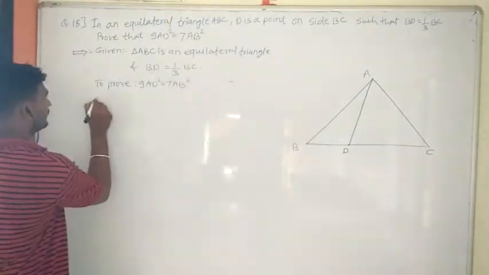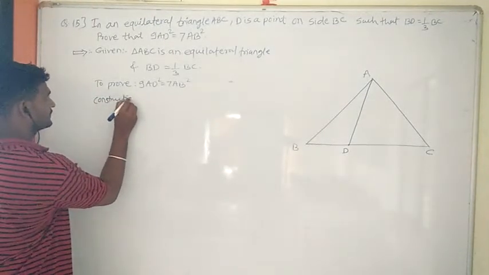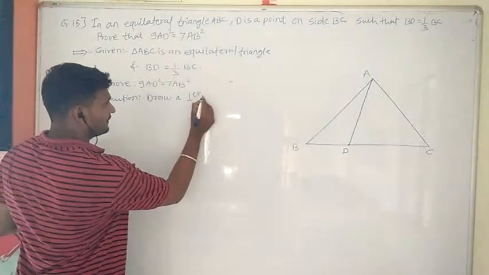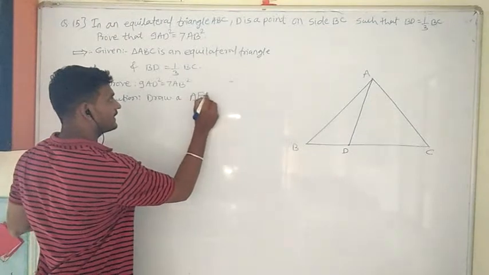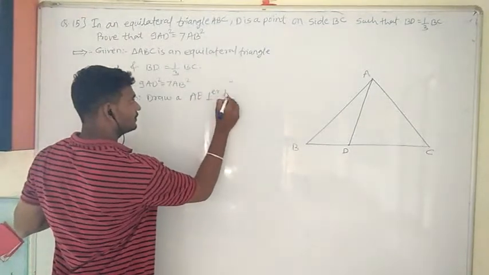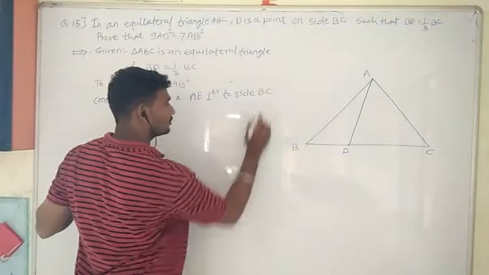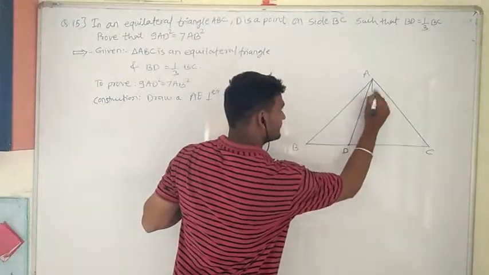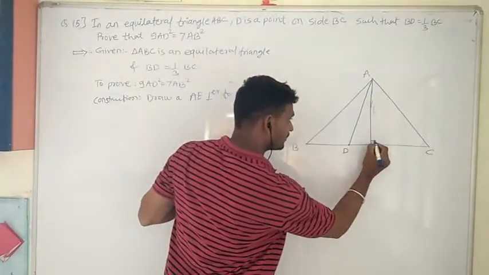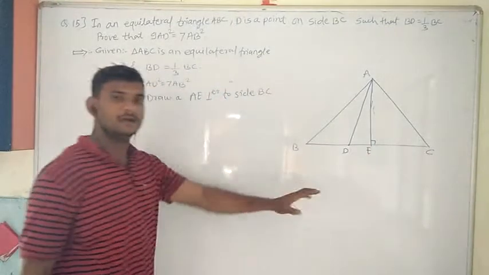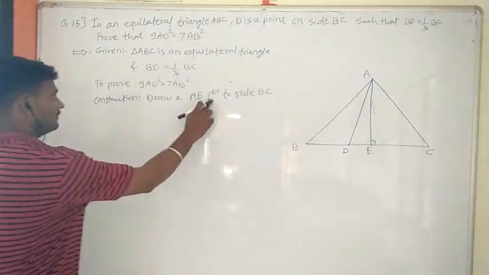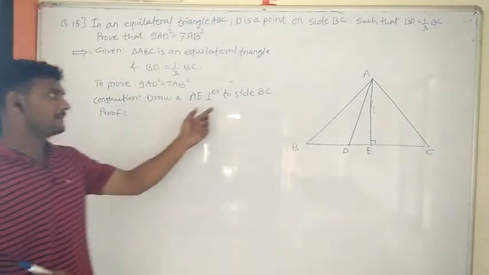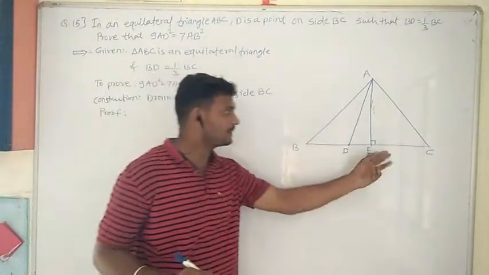Draw a perpendicular construction. You can write AE perpendicular to side BC. I will draw here AE which is perpendicular to side BC. I have drawn AE which is perpendicular to side BC. Now see here, proof. Draw AE perpendicular to side BC. I have drawn the AE perpendicular to the side BC.